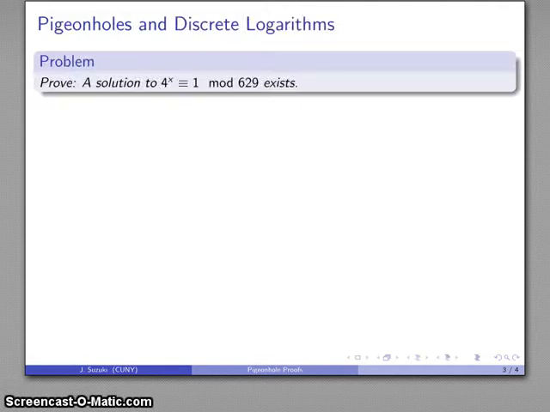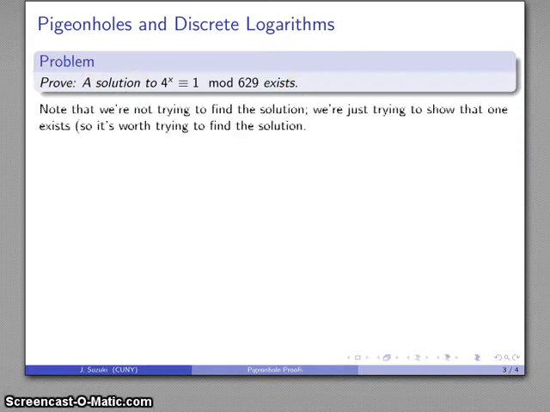So let's take a look at this. So we have this following problem, 4 to the x congruent to 1 mod 629. And right now what I want to do is prove that a solution actually exists. And this is a fairly common thing to do in mathematics. We're not actually trying to find a solution yet. We're just trying to find that one solution does actually exist so that we might actually consider devoting the time and effort to finding that solution.